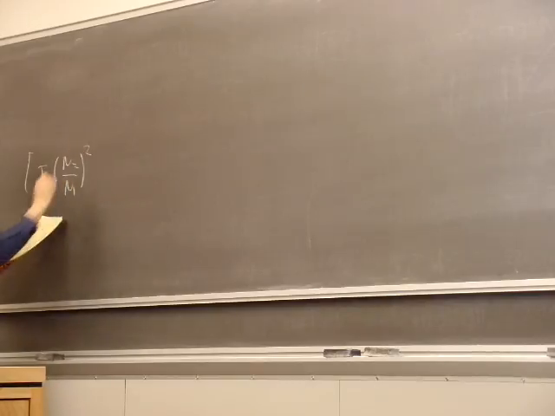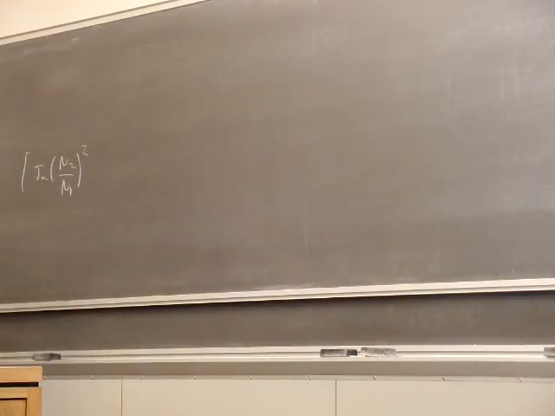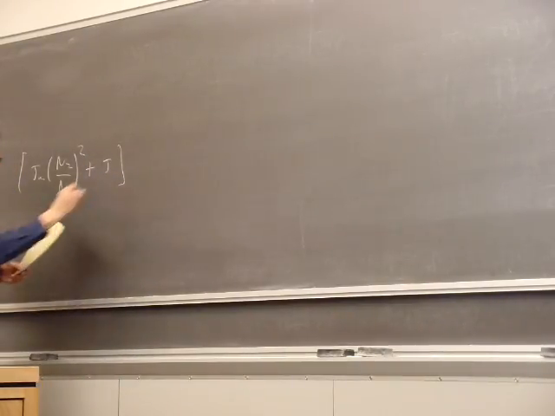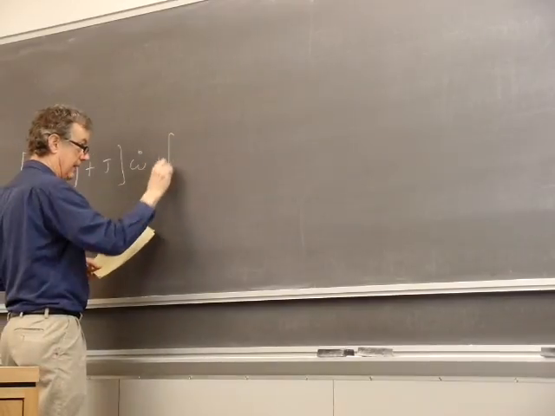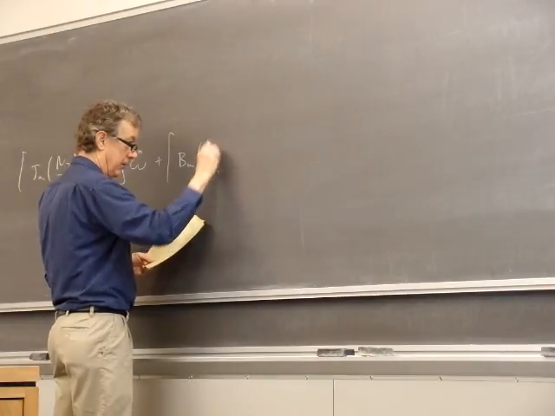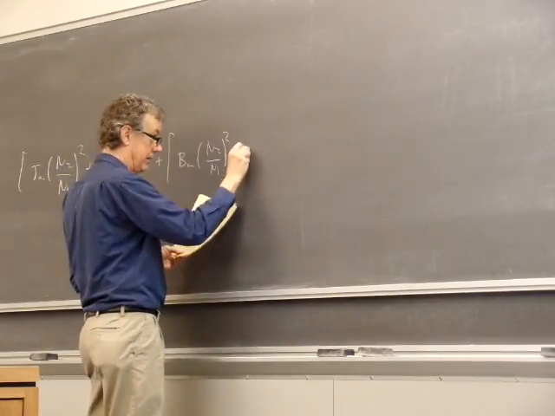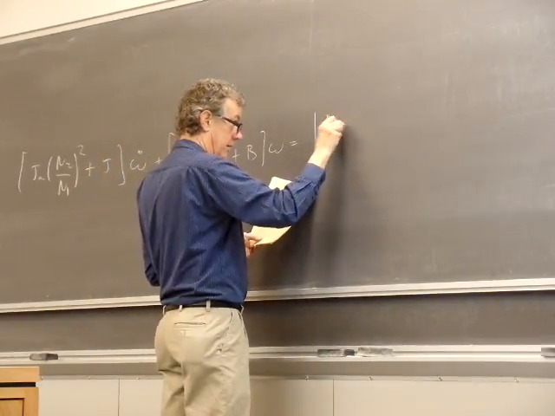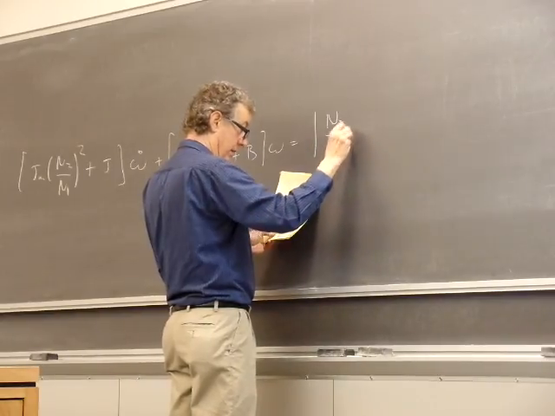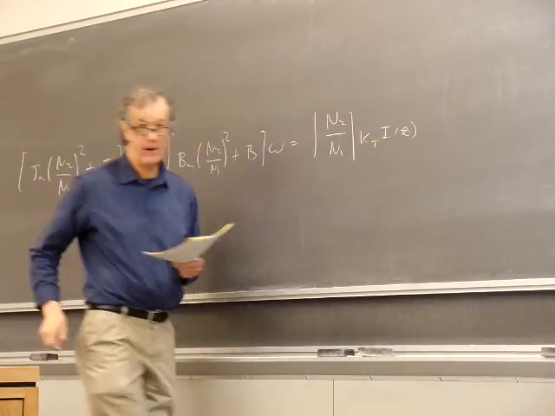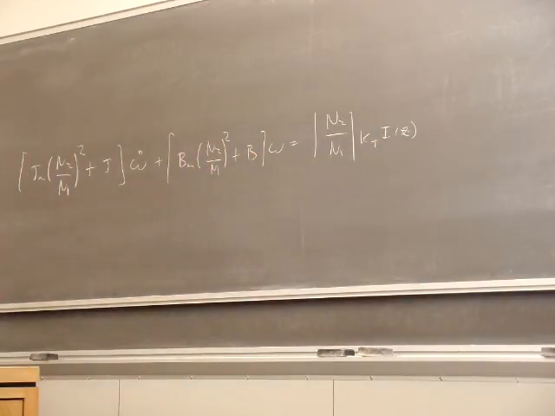The motor inertia times N2 over N1 squared. You should expect to have a gear ratio squared showing up in these. Plus the inertia of the load. Friction of the motor times N2 over N1 squared. Again, I'm going to that square, it shows up. Omega. That's the differential equation, combining everything together.